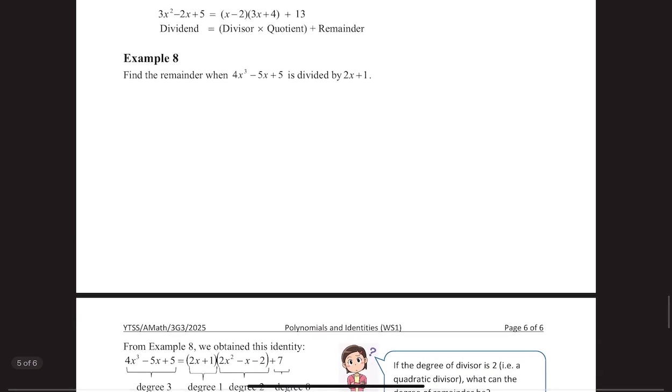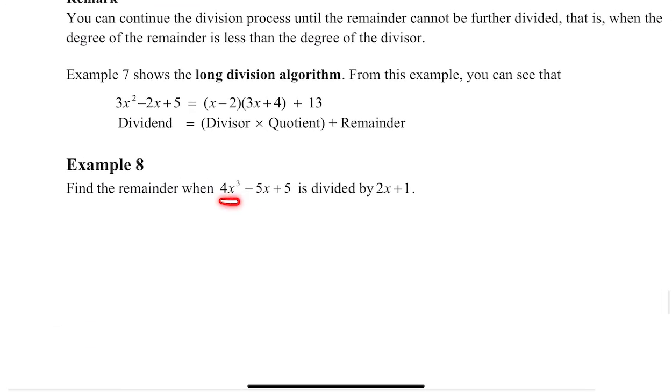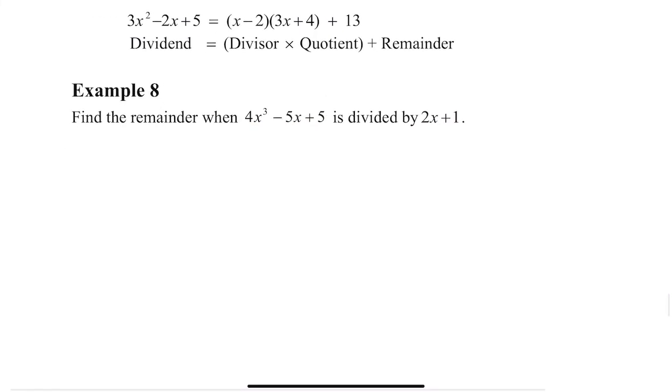Example 8 over here. Find the remainder when this polynomial is divided by this. So let's follow the same steps again. Okay, I have 4x cubed minus 5x plus 5. I want to divide this polynomial here by 2x plus 1.